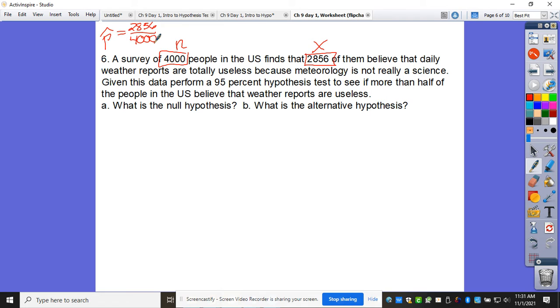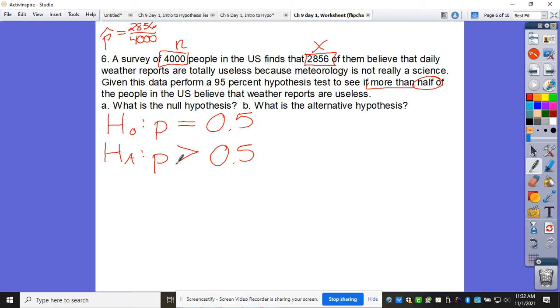Given this data, perform a 95% hypothesis test to see if more than half. What did that problem say? Two things. What did this sentence say? More than and half. So my null hypothesis is what? What symbol? P, because I'm dealing with proportions now. And what is it that we're testing against? As opposed to what we just said there, so I'm putting what in between instead? Because we want to see if it's more than half.